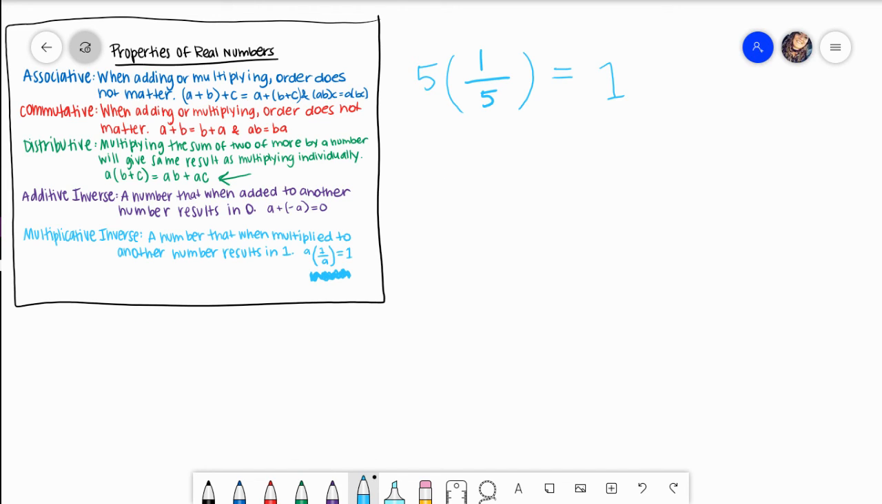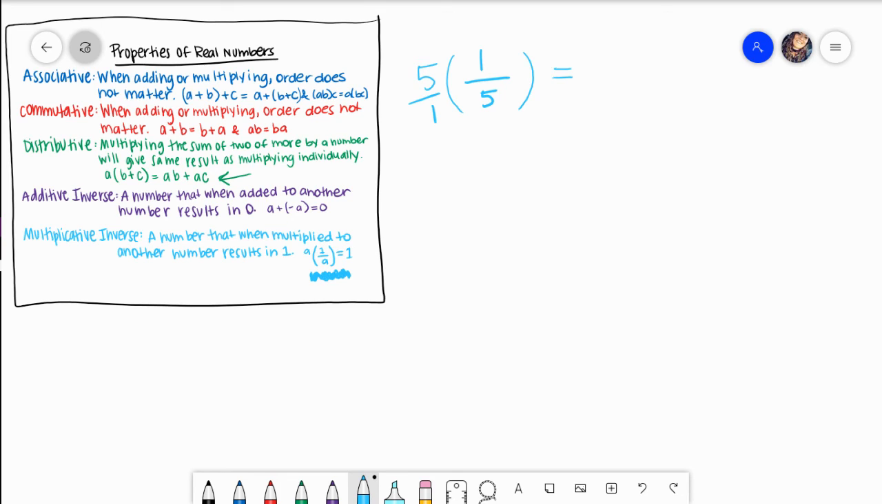Say we have 5 times 1 over 5. Do you agree with me that all numbers can be written over 1? It doesn't change it mathematically. So now I have 5 over 1 times 1 over 5.